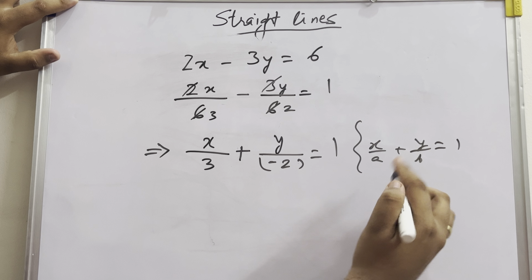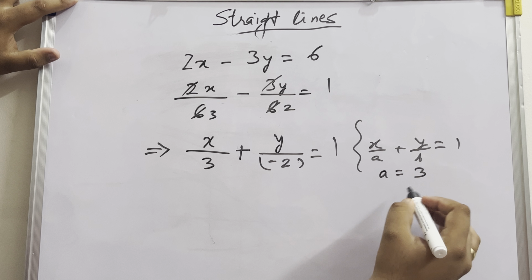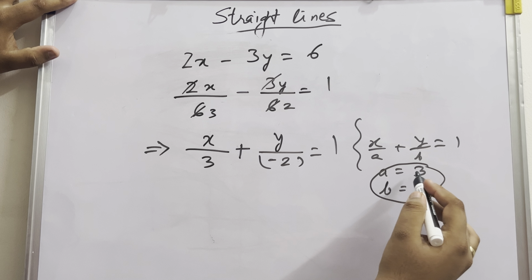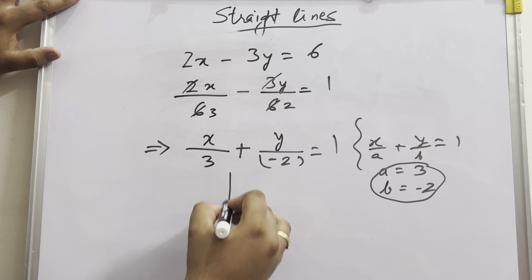If I compare these two, I get the value of a as 3 and the value of b as minus 2. A as 3 and b as minus 2. Now how do you plot this graph?